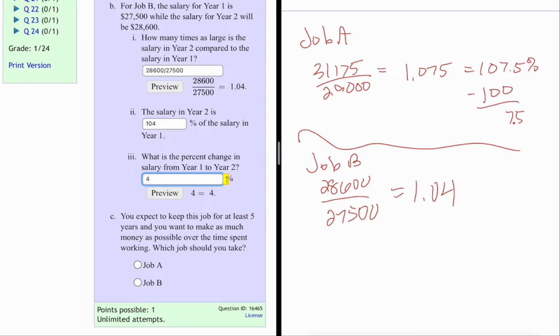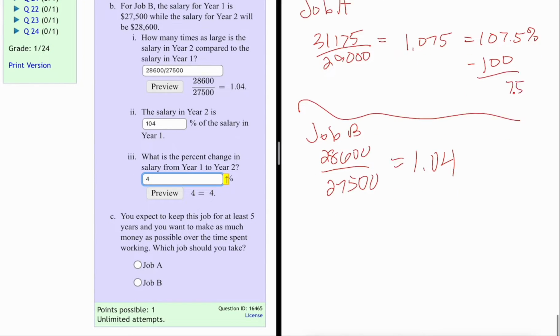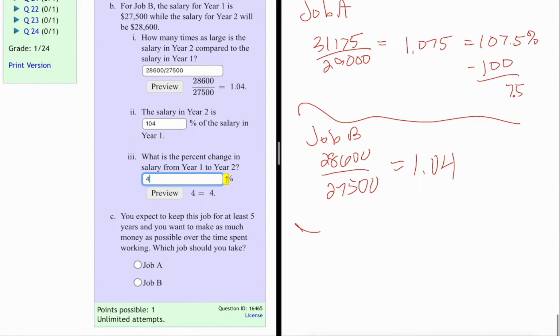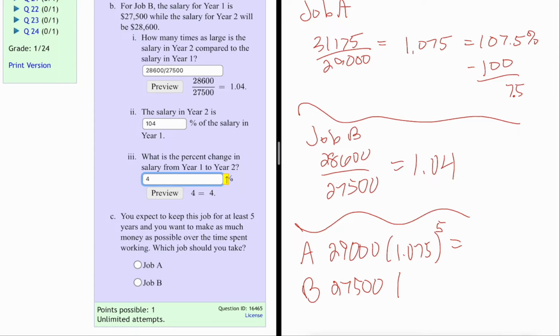It says you expect to keep this job for at least 5 years and you want to make as much money as possible over the time spent working. Which job should you take? Well, the first job started at 29,000. If we do that rate of change, that 1-year growth rate for 5 years, let's see how much we would make. And then we're going to do the same thing if we work on the second job, which starts here, and that goes up by that.